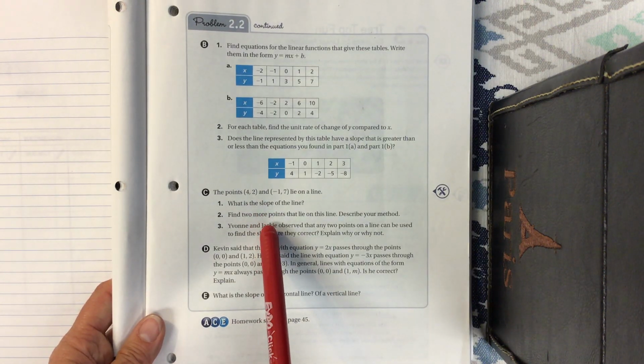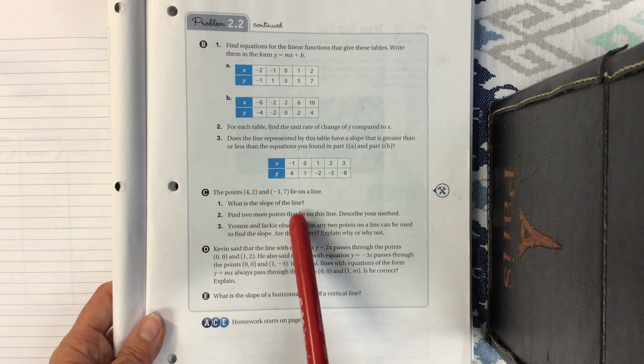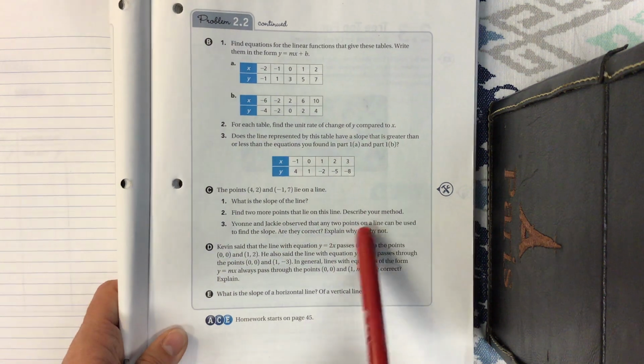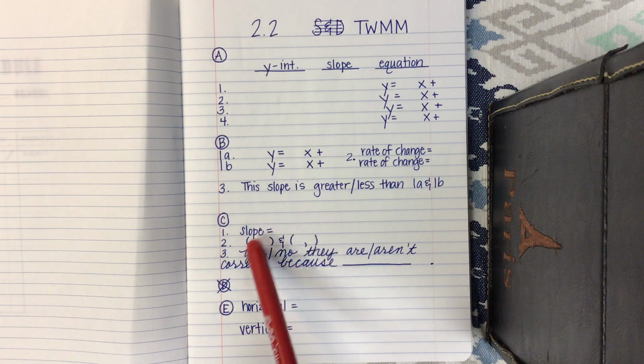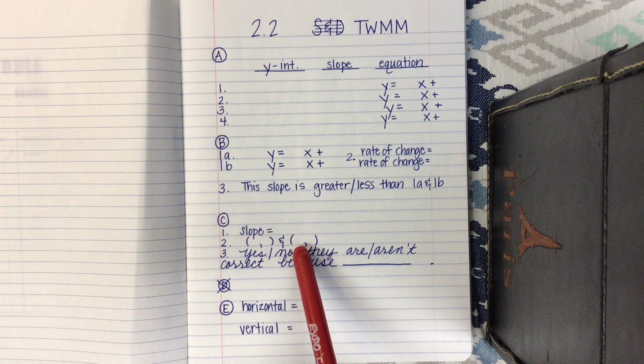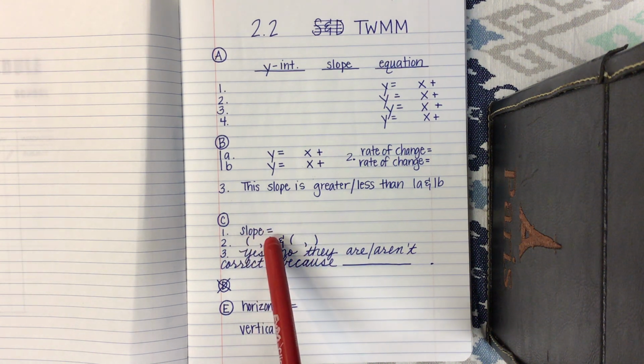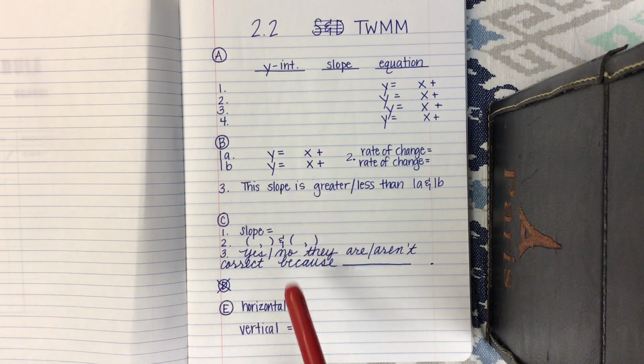Find the rate of change in the table if you'd like to, and that can help you find 2 more points using the slope. So you want to find slope, find 2 more points, and those points will be ordered pairs. You'll have an x and a y, an x and a y.